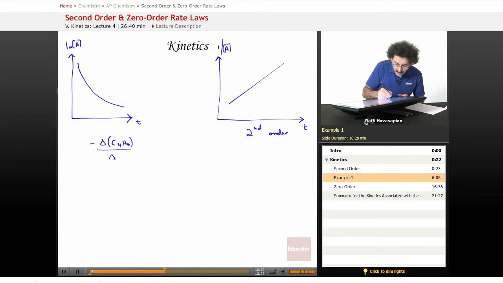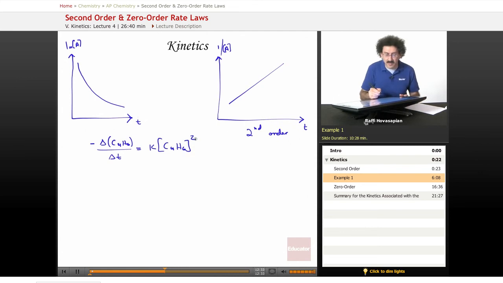d[C4H6]/dt equals the constant times [C4H6] to the second power. We know it now, it's a second power. We derived it from the graph. So we have an order of 2.